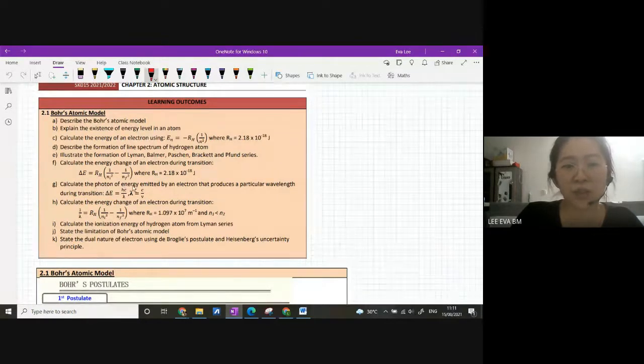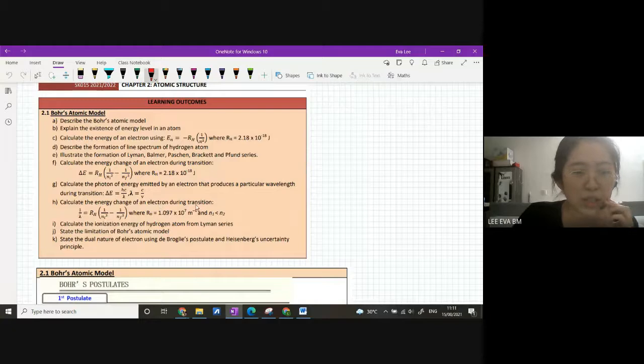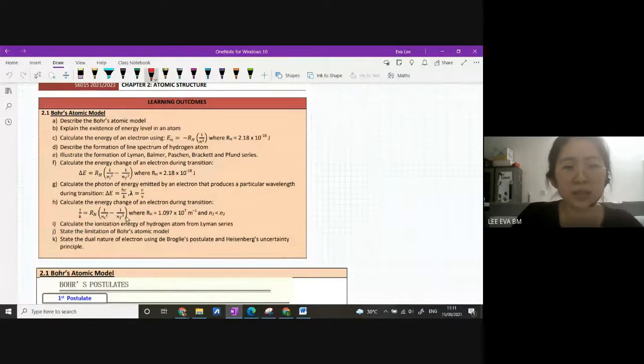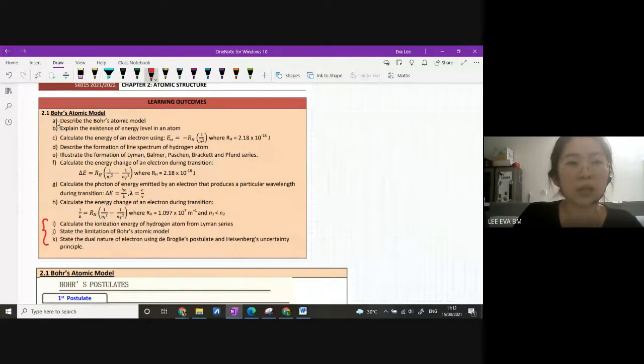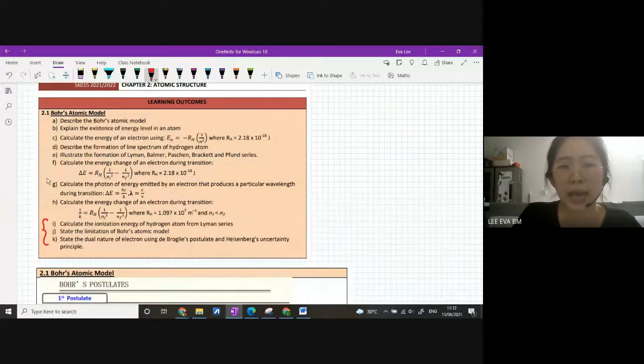Calculate the photon energy emitted, using the formula given. And then calculate the energy change of an electron during transitions. Again, another new formula. Then we have to calculate the ionization energy. This one will be explained in the next session. So for today, Madam's planning is to discuss our learning outcomes A until H.